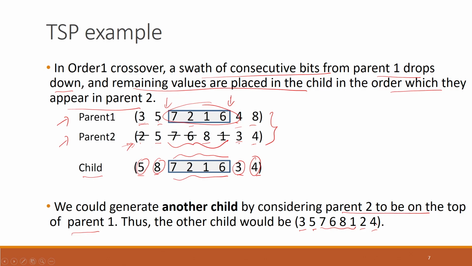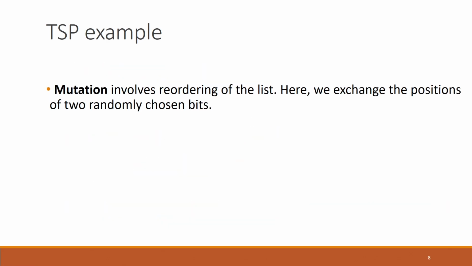Okay, so in this way we can generate the second child string also. Okay, so let us now move towards mutation here. So mutation involves now reordering of the list here. Recall that in the previous examples, what we used to do mutation is that we used to go bit by bit, and we used to flip a coin. Depending on the outcome of the coin, we used to flip the value of that position or that bit.